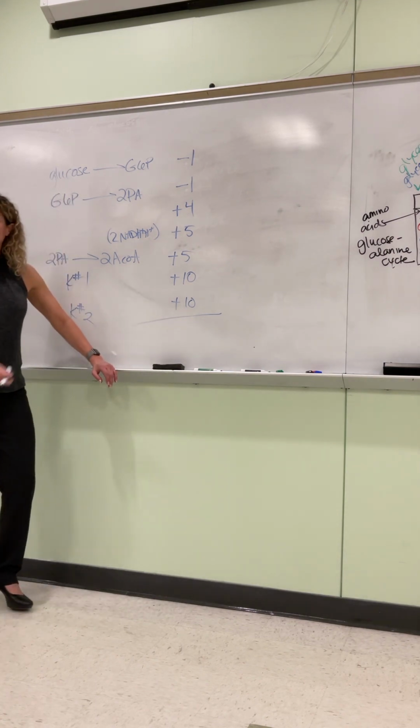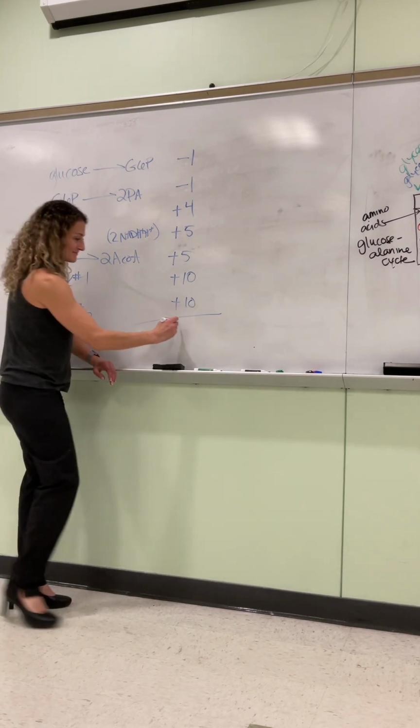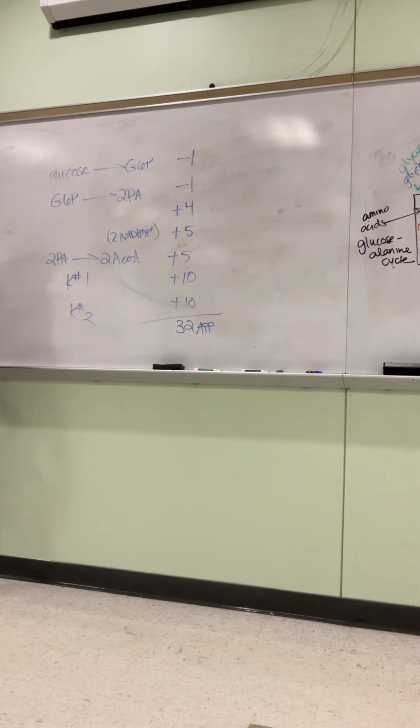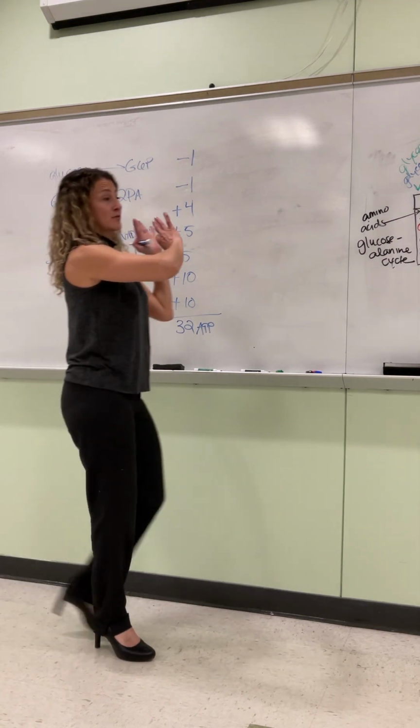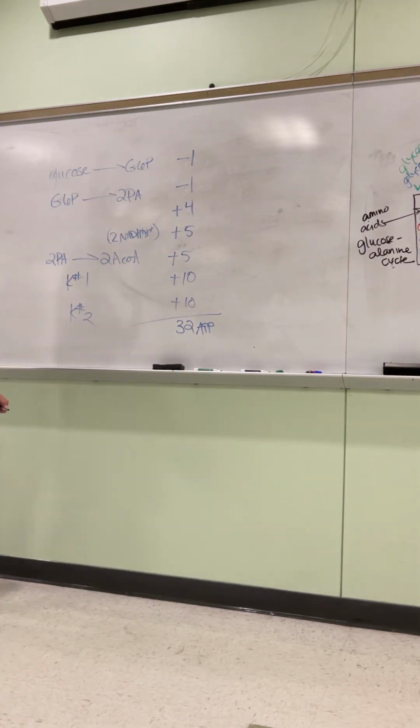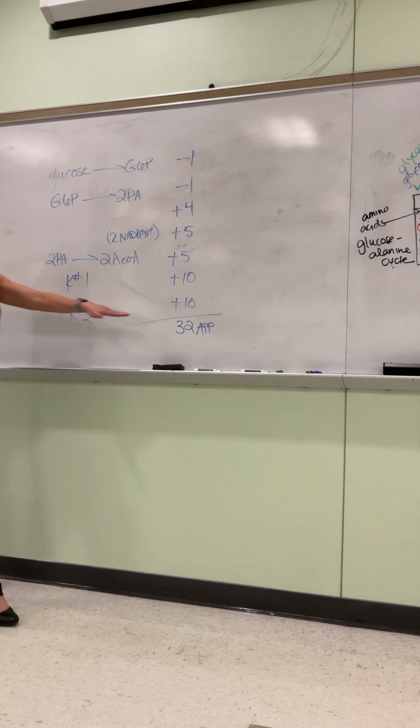Is it 33 or 32? 32 ATP. That's a number you need to know. This is the complete oxidation of 1 molecule of glucose. Complete oxidation means we're going through the aerobic metabolism, completely metabolizing the carbohydrate using the aerobic system. So the complete oxidation of 1 molecule of glucose yields 32 ATP.